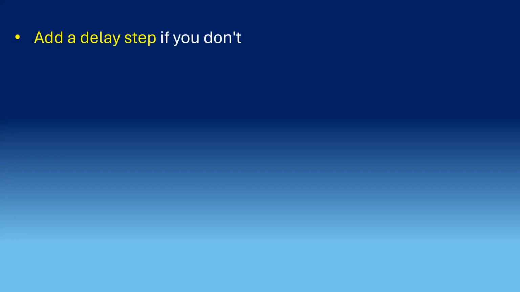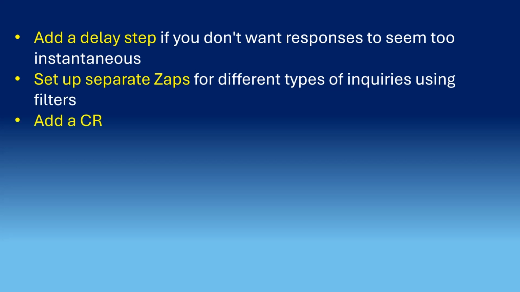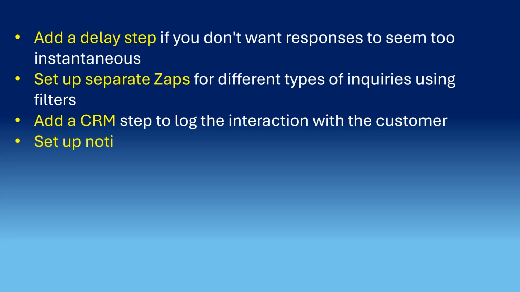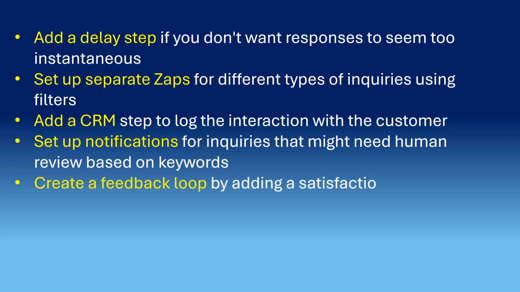Once you've got this basic automation working, here are some ways to enhance it. Add a delay step if you don't want responses to seem too instantaneous. Set up separate zaps for different types of inquiries using filters. Add a CRM step to log the interaction with the customer. Set up notifications for inquiries that might need human review based on keywords. Create a feedback loop by adding a satisfaction survey link to your emails.